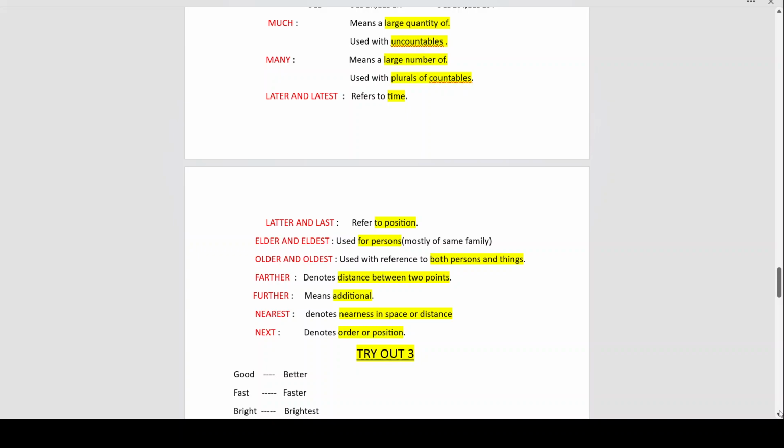Nearest means it denotes nearness in space or distance. Next means denotes order or position. You can go in next means somebody is already there. You can go in next means your position or order is after that person.